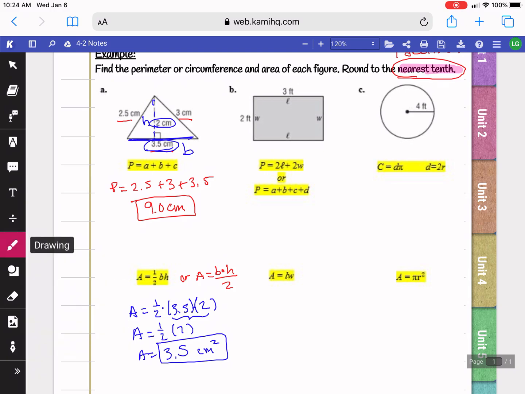Our next figure here on B is a rectangle. So when you find the perimeter, there's 2 ways you can do it. You can add all the sides. So we know if this side's 2 feet, this side over here is congruent, so it's also 2 feet. This side's 3 feet, so the opposite side is congruent and is also 3 feet. So one way to do that would just be to add all those sides. We could do 2 plus 3 plus 2 plus 3. That comes out to 10, and our units are feet.